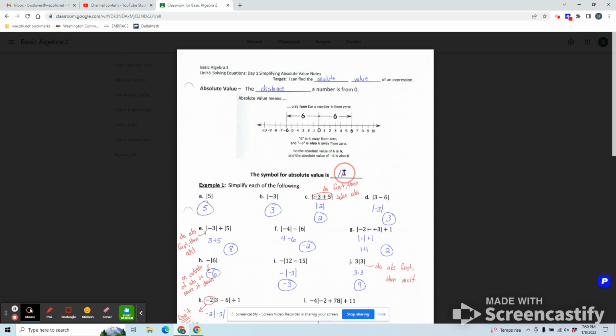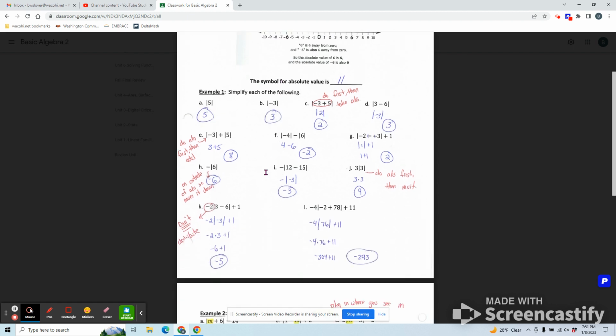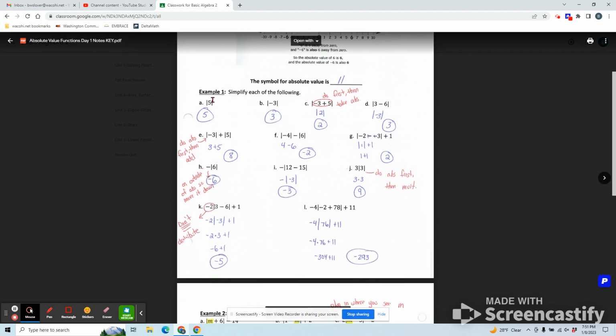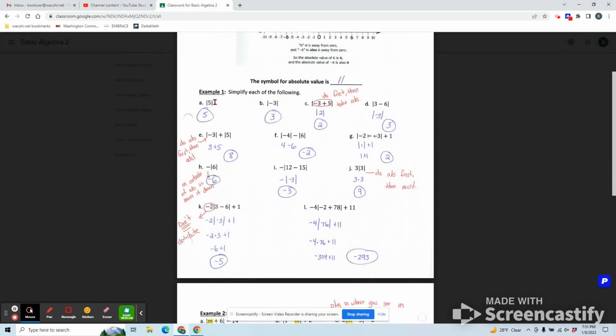The symbol kind of looks like an 11 that is slanted. Okay, that is the symbol for absolute value. Once you take the absolute value of something, that symbol is gone. So if I look at example 1, all of this is finding the absolute value. Letter A says the absolute value of 5. Well, that's your distance from 0. So once I take the absolute value of 5, I don't put the bars in my answer. There's no absolute bars in my answer because I already took the absolute value.